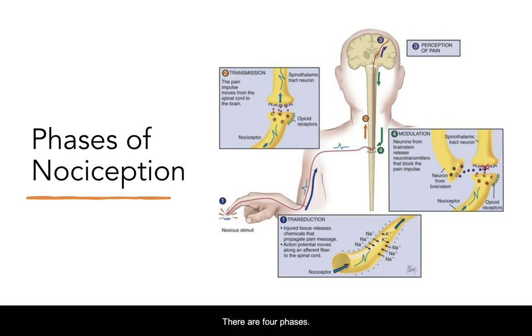There are 4 phases. The first one is transduction. So what happens is you get hit by the nail, right? You poke yourself with the nail, and then the tissue in that area releases those chemical substances that increase pain transmission, right? What were those? Those were substance P, prostaglandins, histamine, bradykinin. So these get released, and they actually move towards your spinal cord.